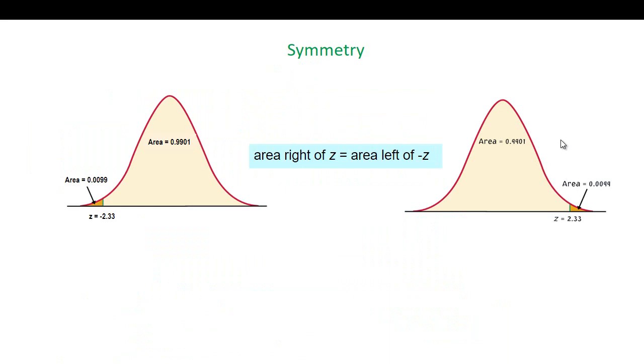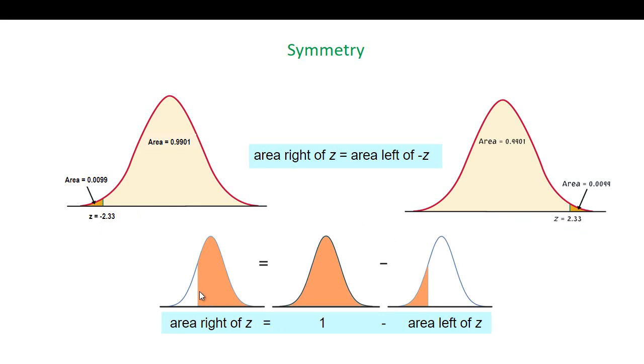Symmetry. Like we said, this is bell-shaped and it's symmetric about the mean. So the area to the left of z is the same as the area to the right of negative z, or the area to the right of z is the same as the area to the left of negative z. So the area to the left of negative 2.33 is the same as the area to the right of 2.33.